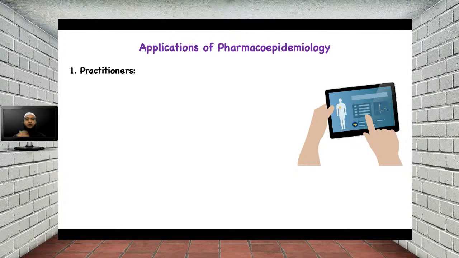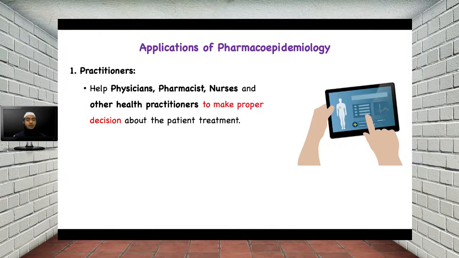Okay, now we are done with the different types of trials, we have studied the different designs of trials. Now let's see the last part of this, the applications of pharmacoepidemiology. The first application is related to the practitioner, that is, the physician. Let's see how it helps practitioners. Pharmacoepidemiological studies help physicians, pharmacists, nurses and other healthcare practitioners to make proper decisions about patient treatment.